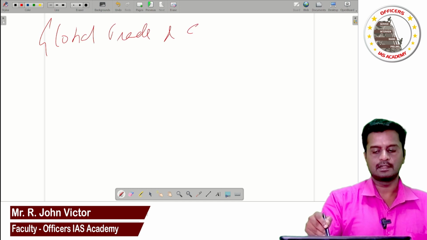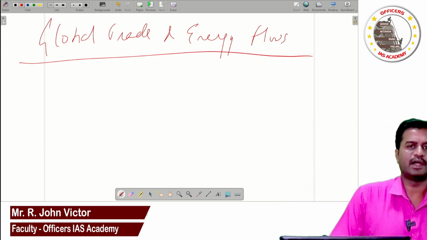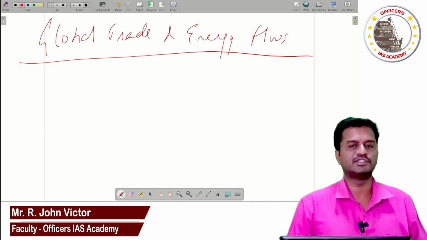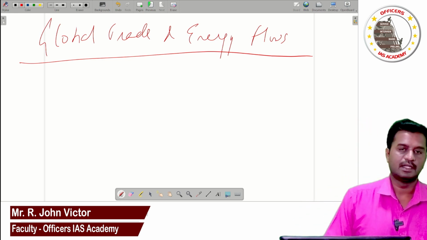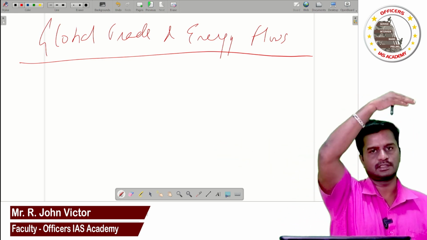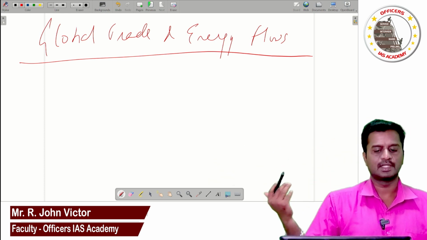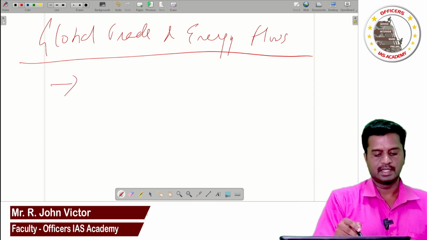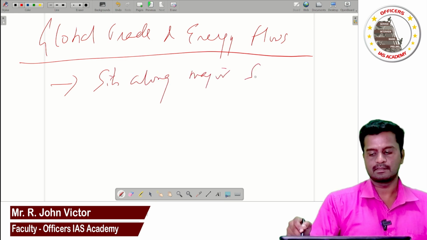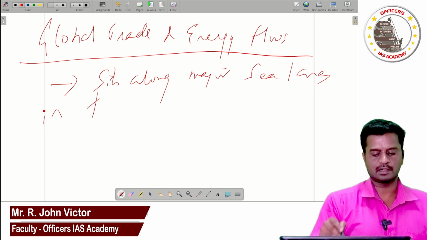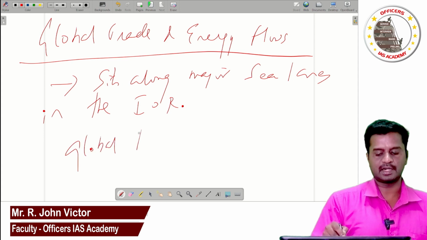Global trade and energy flow. The most important point is the location of Maldives, which plays a crucial role when it comes to global maritime trade. If you look at the Indian Ocean region, the location of Maldives is close to the major sea lanes. Ships carry oil and other goods. The major sea lanes are closer to Maldives. So mention this geostrategic importance. It sits along major sea lanes in the IOR, and as a result, it is crucial for global maritime trade.